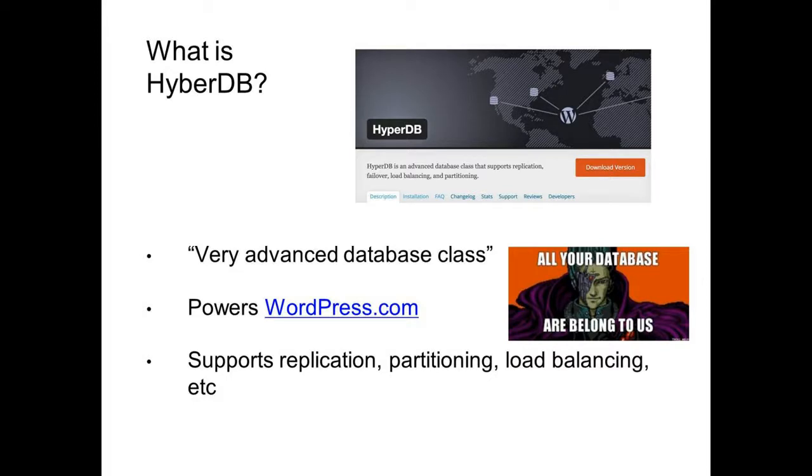What is HyperDB? It is a very advanced database class. I have no idea what that means, actually. It supports replication, partitioning, load balancing, etc. And by very advanced database class, this maybe should make you wonder, what are they talking about?